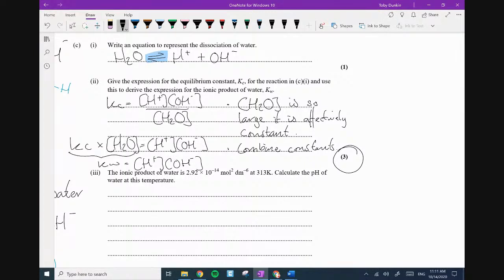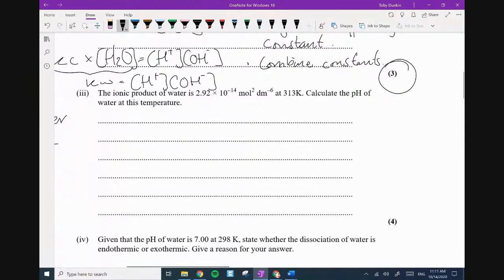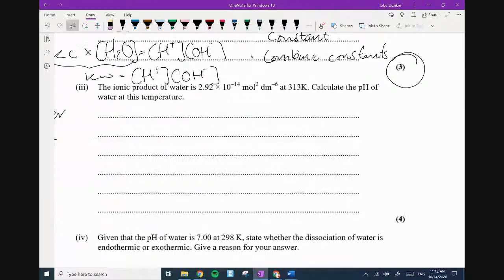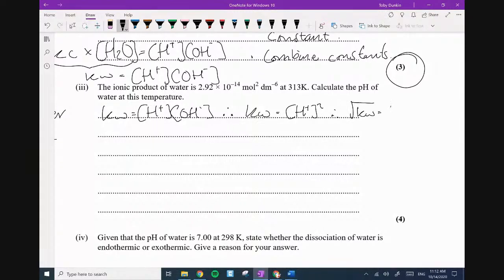Isn't that lovely? Yeah. Next, the ionic product of water is this at 313 Kelvin. Calculate the pH. Kw equals [H+] multiplied by [OH-]. Right, false expression, Kw equals [H+] squared. Therefore, root Kw gives me the H+ concentration. Input my numbers. Root 2.92 times 10 to the minus 14 gives me [H+]. There's my next mark. Do it on my calculator.